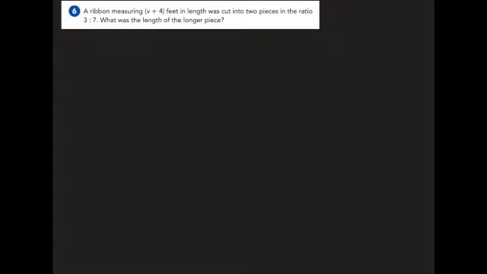And ratio means separate pieces. So we are going to have 2 different pieces, but we also want to think about the whole. So let's start with just labeling. We'll say this is the short piece, the longer piece, and the total.